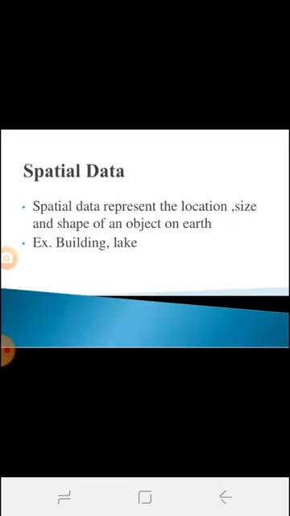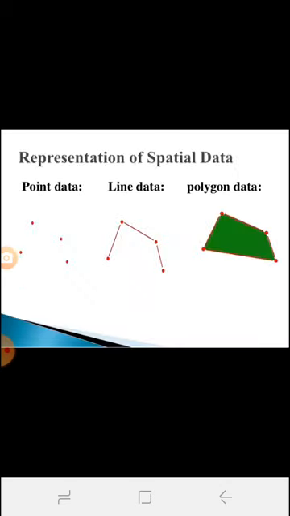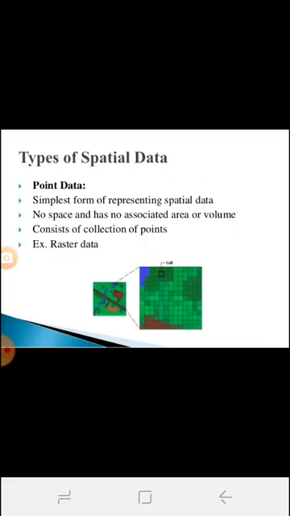Spatial data. What is spatial data? Spatial data represent the location, the size and the shape of an object. Then how to represent this spatial data? It is point representation, line representation, and polygon representation. Then, what are the types?